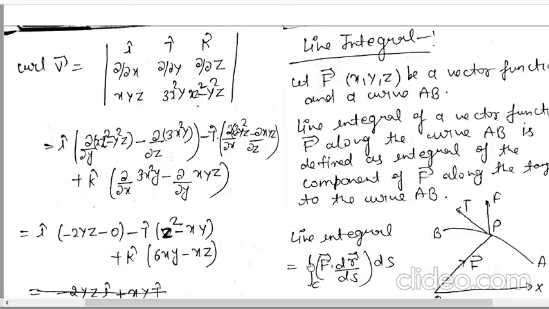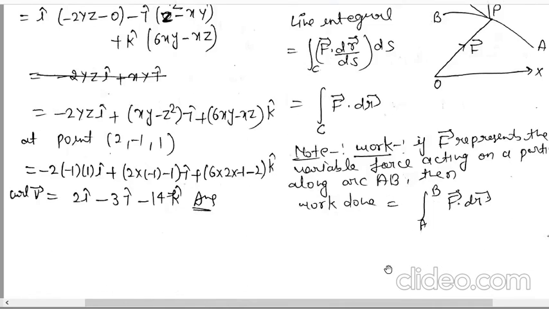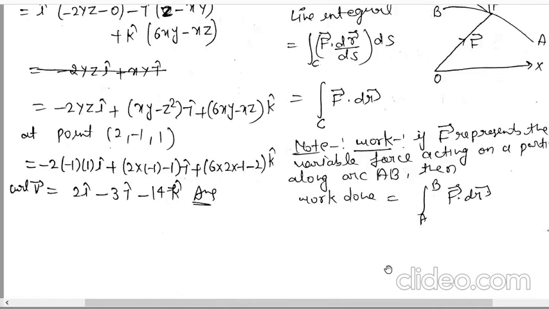So line integral is equal to integration over C of f vector dot tangent into ds. That means f vector dot dr upon ds into ds. So final answer is f vector dot dr. So this is your line integral, and this is also your force work done formula, right? So if f vector represents the variable force acting on a particle along arc AB, then work done is equal to integration from A to B of f vector dot dr, right? This is your work done.